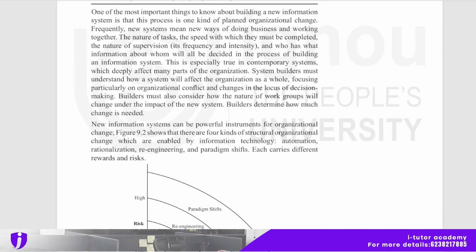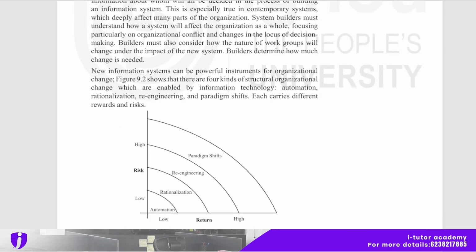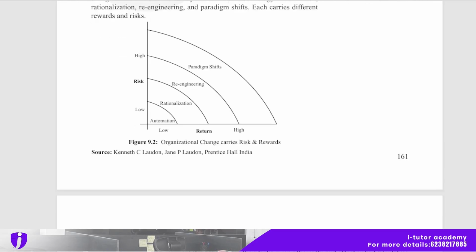New information systems can be powerful instruments for organizational change, and Figure 9.2 is here. Organizational change carries risk and reward. It is a graphical diagram. On the x axis there is return, on the y axis there is risk, low and high. In return also there is low and high. Accordingly there is automation, rationalization, re-engineering, and at the high level there is paradigm shift. So please refer to this and you will get more idea.